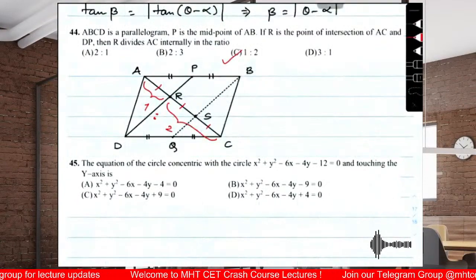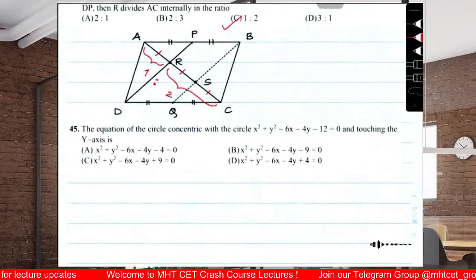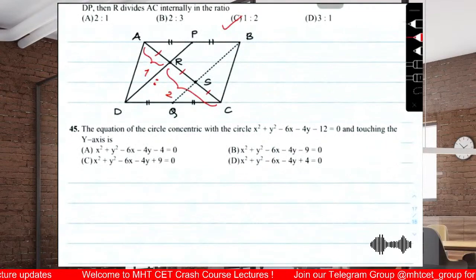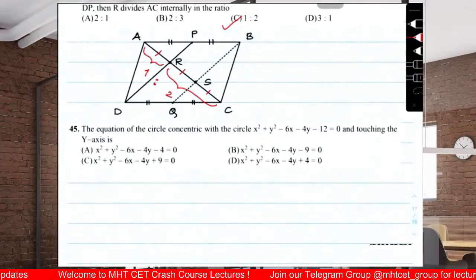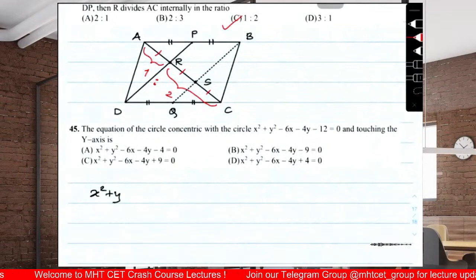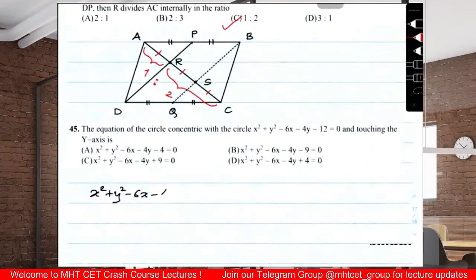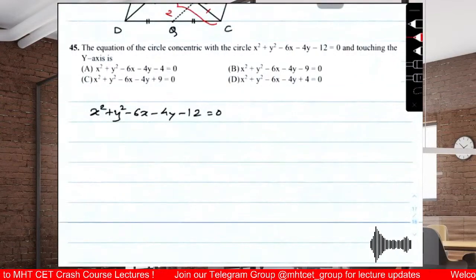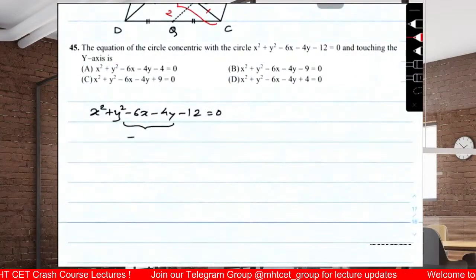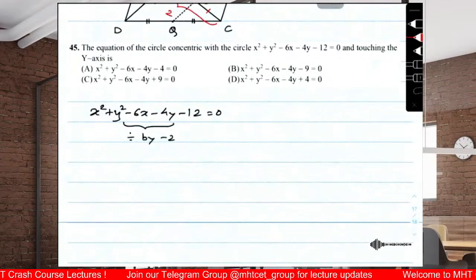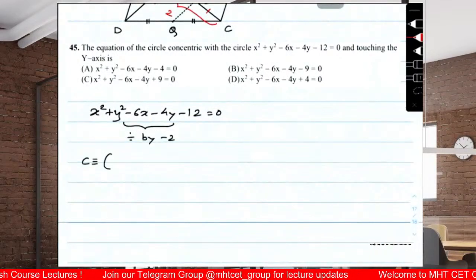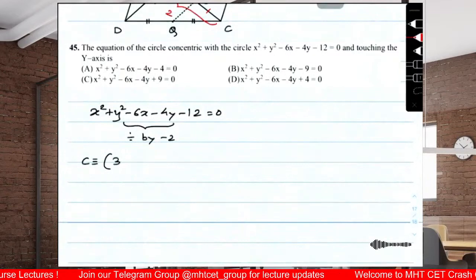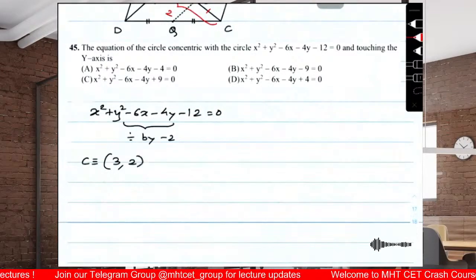Equation of circle concentric with the circle and touching y-axis. Okay, concentric circles में same center different radii. ठीक है, सेंटर के लिए क्या करते हैं हम लोग? Okay, for center we divide this by -2. इन दोनों को -2 करो. So that will give you center. -6 upon -2 is 3. -4 upon -2 is 2.